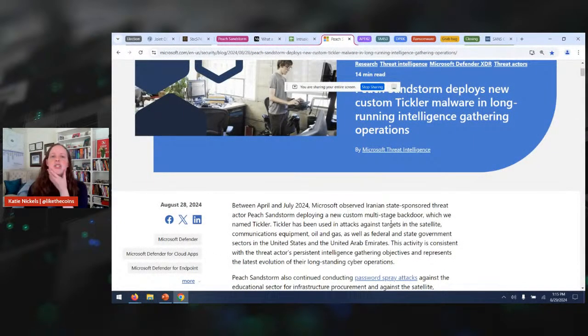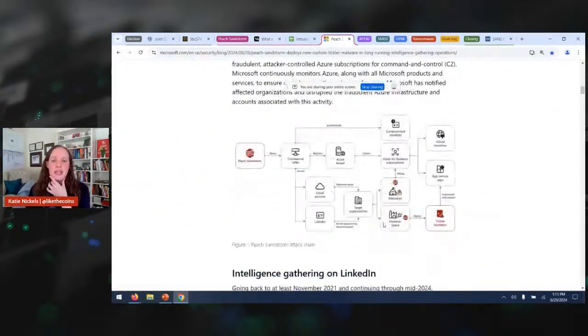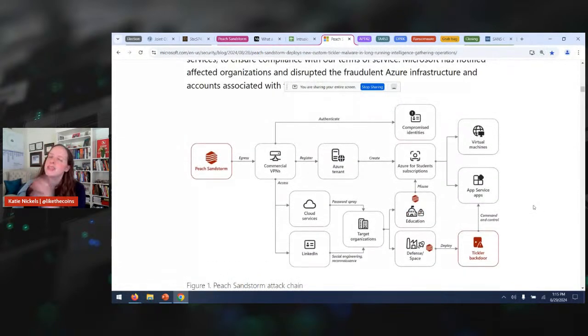So again, Peach Sandstorm, Iranian group. I love the folks at Microsoft for the graphics they make. I think it is so tough to read one of these blogs and take away what exactly happened in the intrusion. And so really nice graphic from Microsoft explaining, right, some of the TTPs they use. As we're seeing more and more, right, they compromise both on-premise endpoints as well as cloud environments like Azure. So important to be able to monitor both of those.